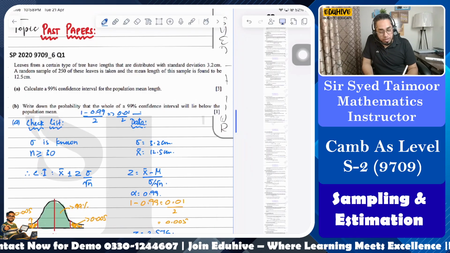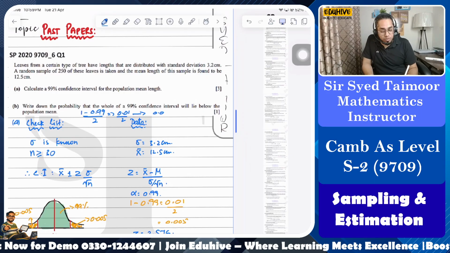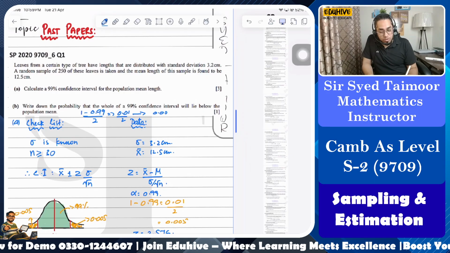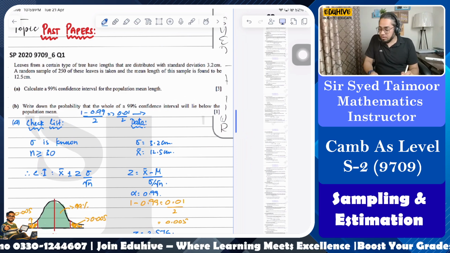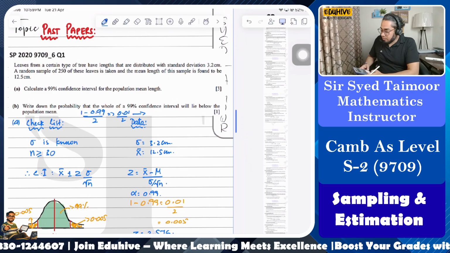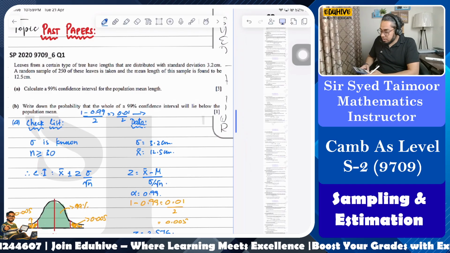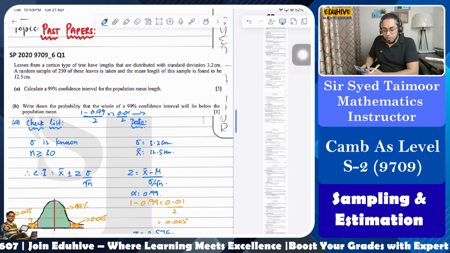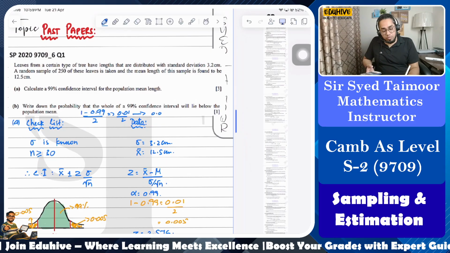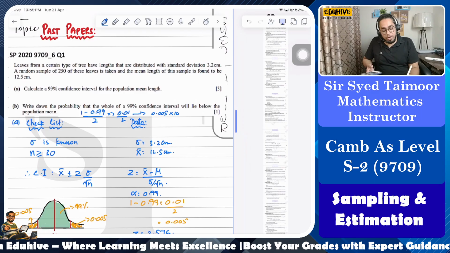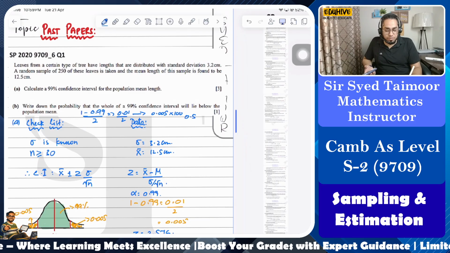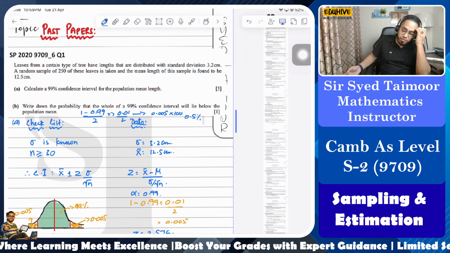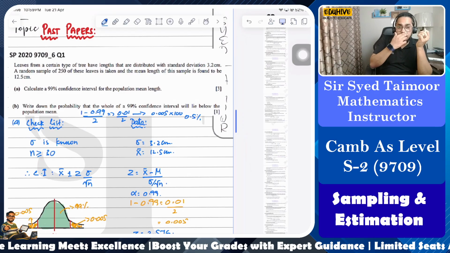So it will be exactly 0.005. When you subtract it from 1, we are getting 1 minus 0.99 divided by 2, which is 0.005. 0.005, when you multiply it by 100, it is 0.5%. This is the answer for part B.